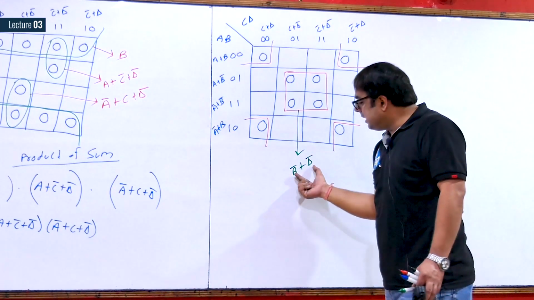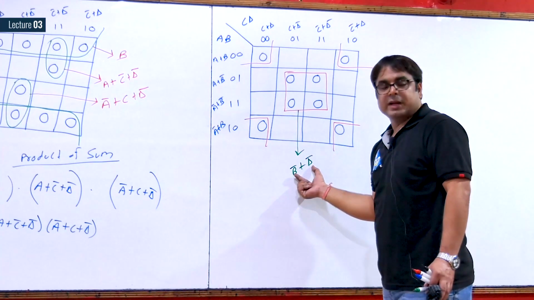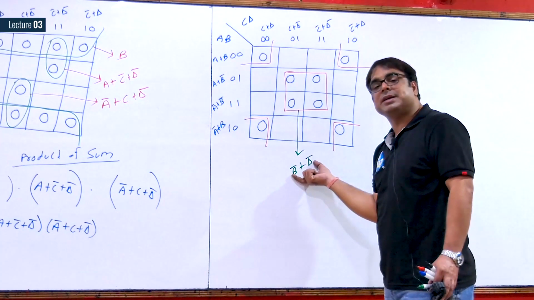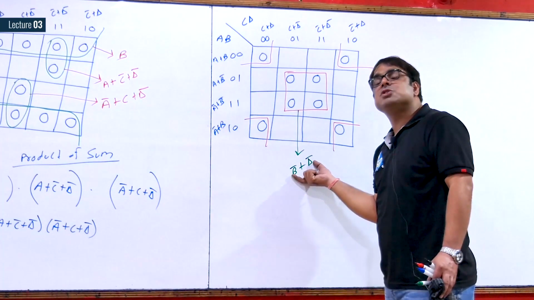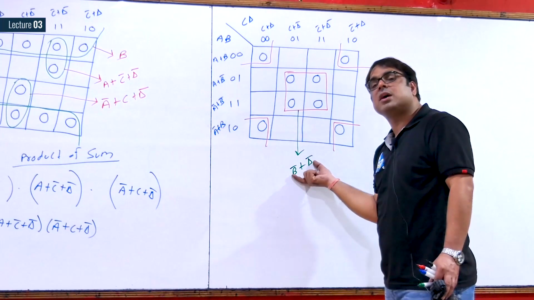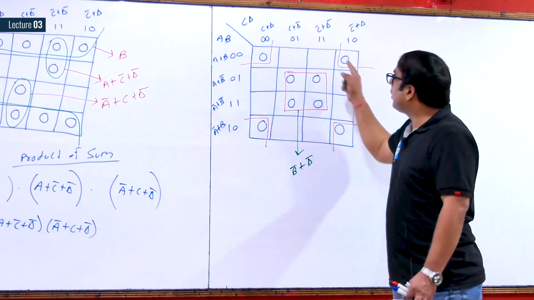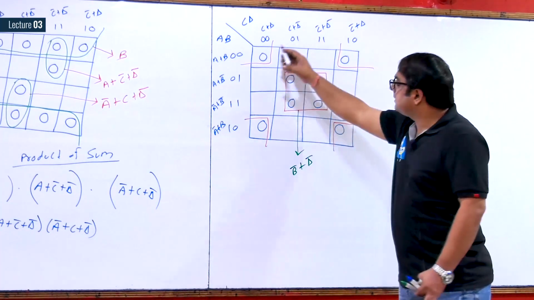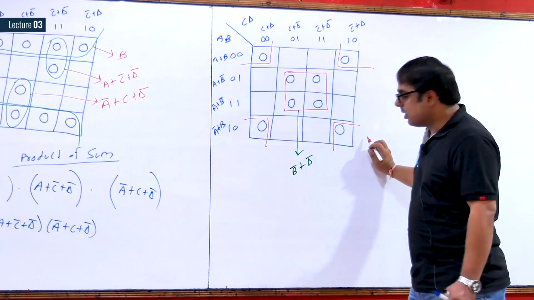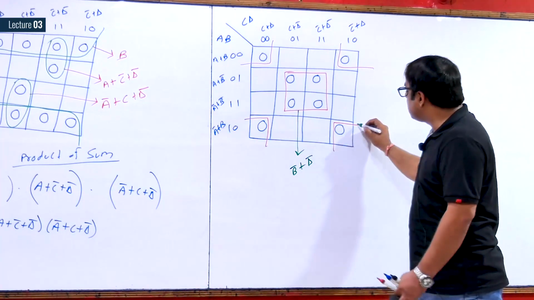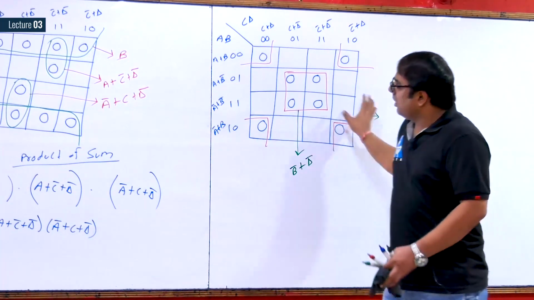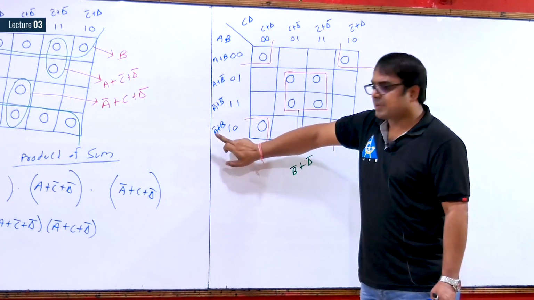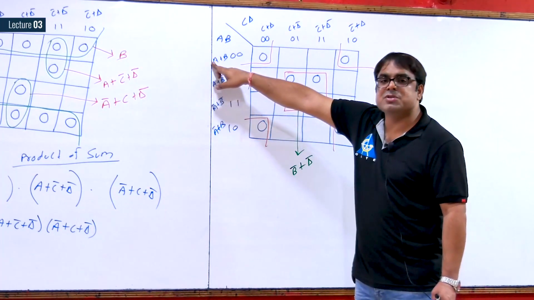In POS, the individual term is a sum term. That is why I have written in the sum format. In POS, individual terms you have to write in the form of a sum. Corner quad. See this one, corner quad. So in corner quad, please see, A complement and A will get reduced in the corner.